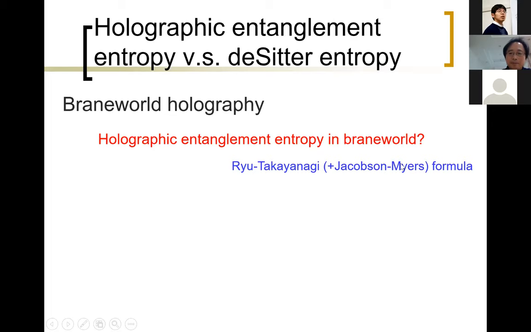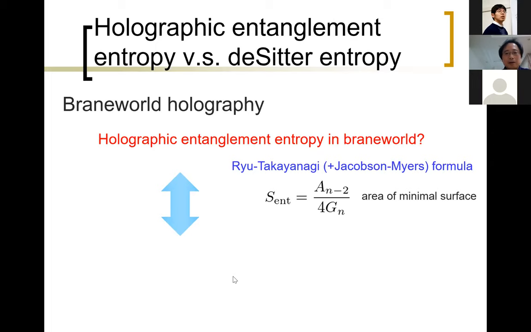This is the Ryu-Takayanagi formula when you take a minimal surface for this. It's difficult to discuss the general situation in the brane world model. So as a first step, I focus on the de Sitter brane world. As I said before, the de Sitter brane world is the simplest non-trivial, yet exact, case.